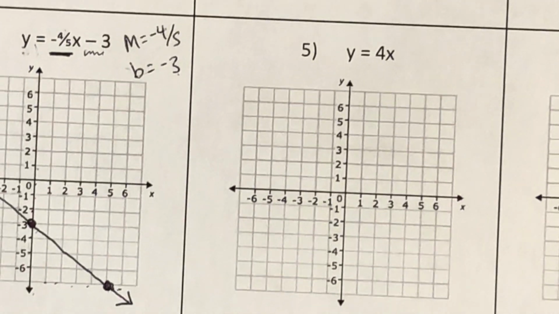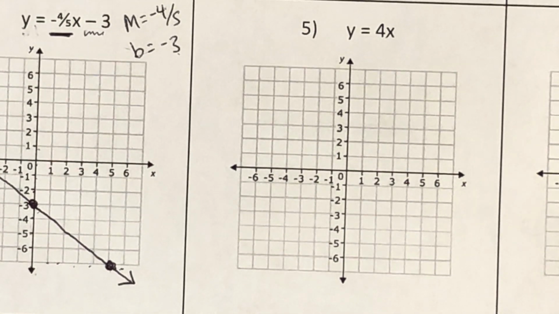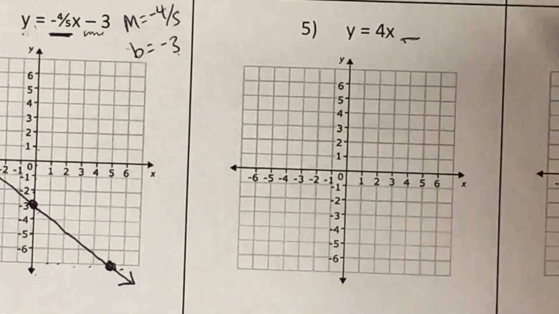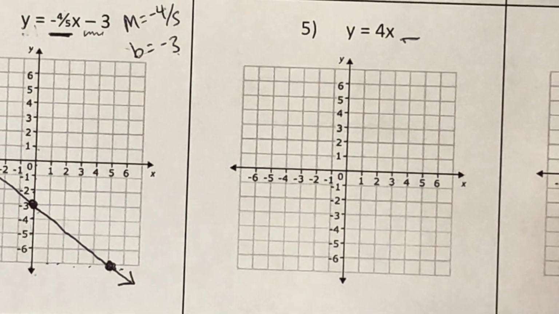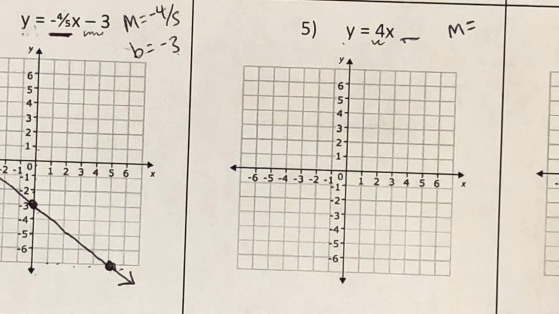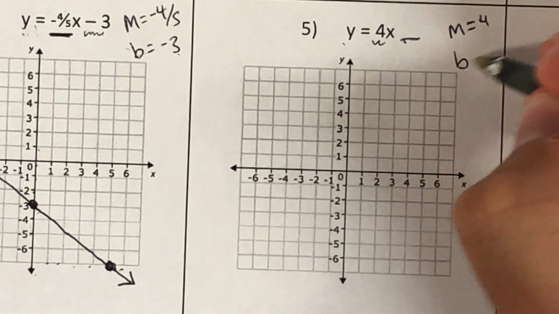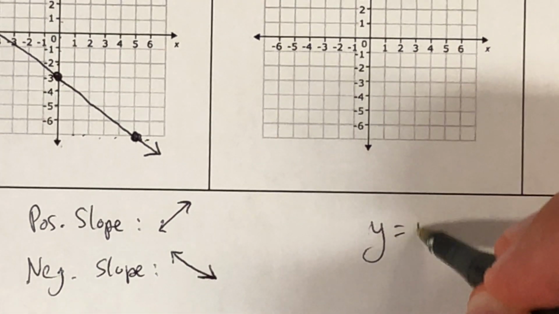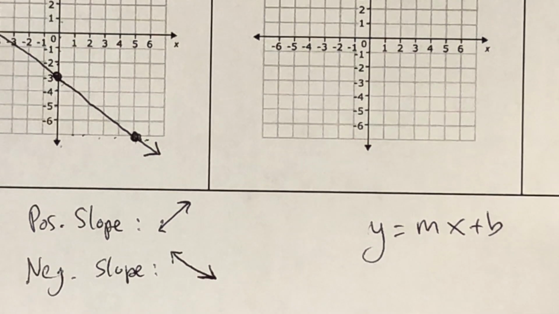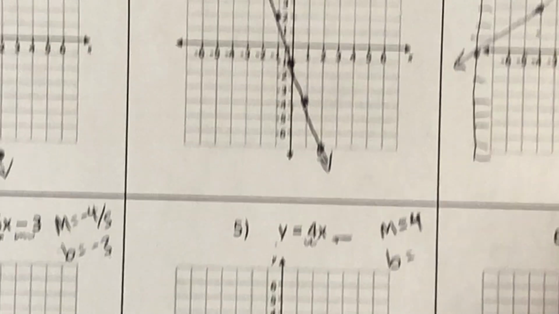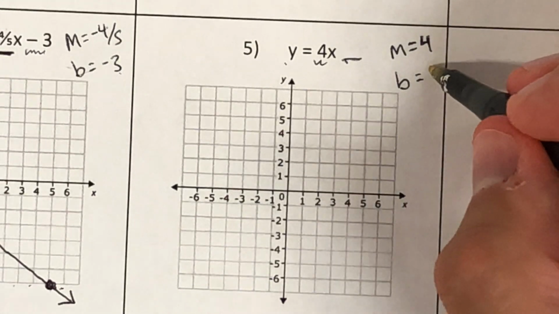Number 5, y equals 4x. So if you notice this problem, this is the first one that does not have a b value shown. We're not adding anything. However, it is still in slope-intercept form because y is by itself. And our m is still always that value that goes with x, so in this case is 4. Our b value, remember the equation is y equals mx plus b. In this case, we're not adding anything, so that just means our b value is 0.